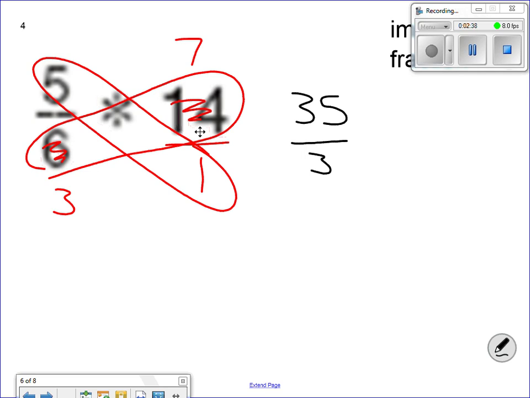Now I don't want to leave this as an improper fraction. Let's change this to a mixed number. How many 3's go into 35? Exactly 11 do, with 2 left over. Let's check our work. 3 times 11 is 33, plus 2 is 35 over 3.